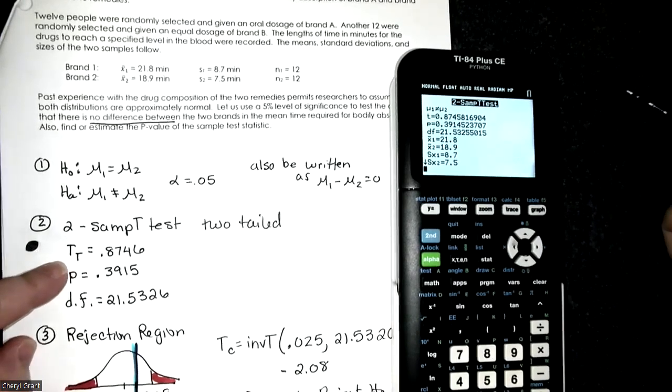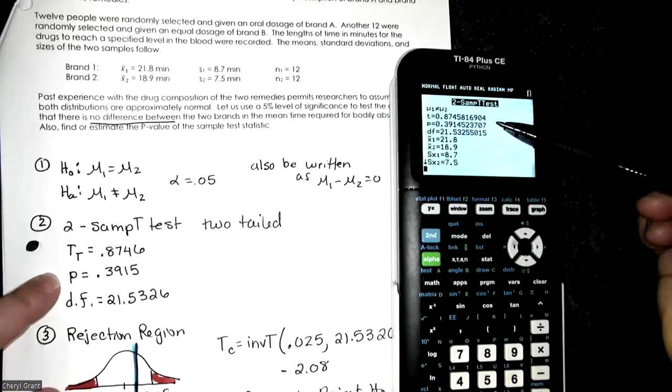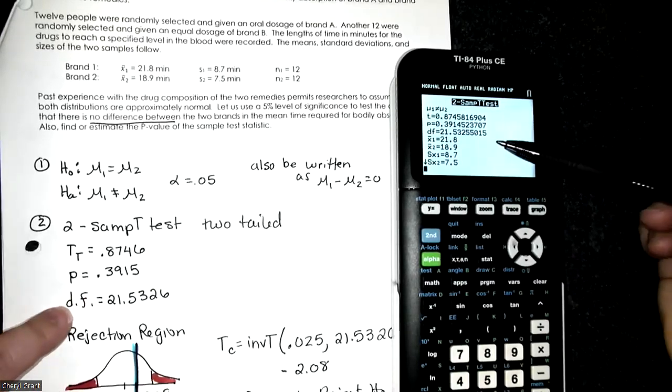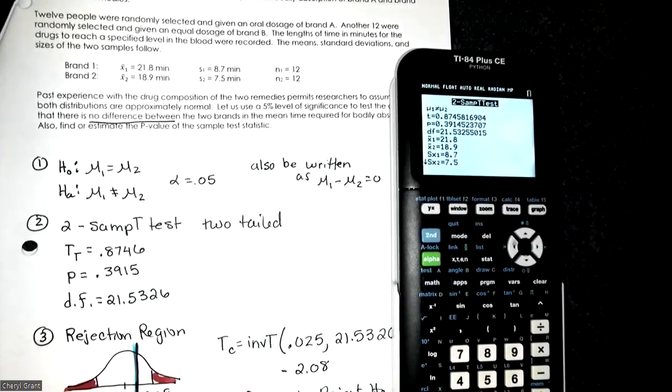Okay, so we've got that our test statistic, rounding to 4 places, is 0.8746. Our p-value is 0.3915, and then I jotted down the degrees of freedom. Don't round the degrees of freedom, keep the digits, okay? Although I probably should write all of them down too.